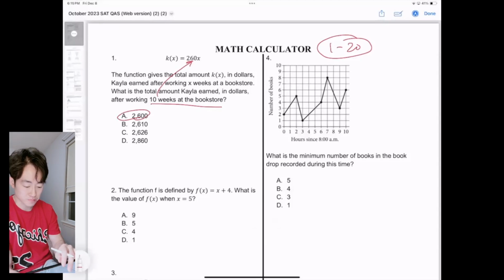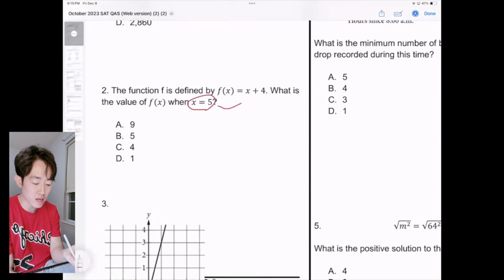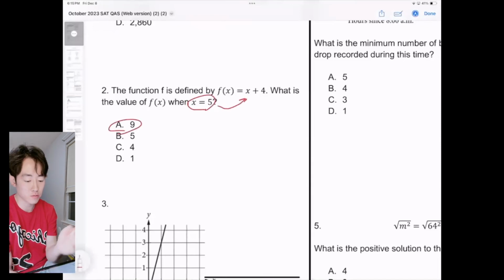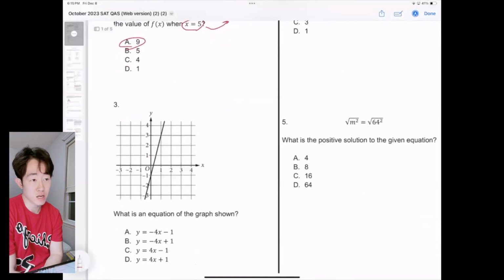So moving on to number two. The function f is defined by that. Okay, so again, it's pretty much the same thing as number one. Plug in x is 5, and that's 5 plus 4. Great. Yeah, like I said, freebie zone, right? You guys should all get this correct.